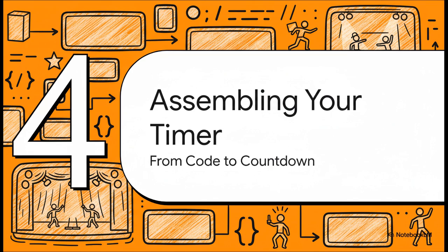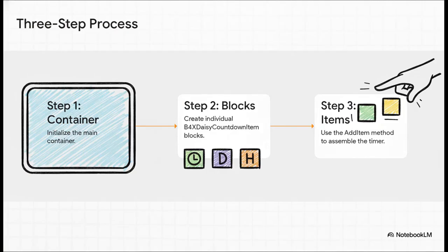So we have the container and we have the blocks. We've got the stage and the actors. So how do we actually put them together in our code? Well, it's a very logical 3-step process. First, you create your main container. Second, you create all the individual blocks you're going to need. One for days, one for hours, you get the idea. And third, you simply tell the container to add each of those blocks to itself.